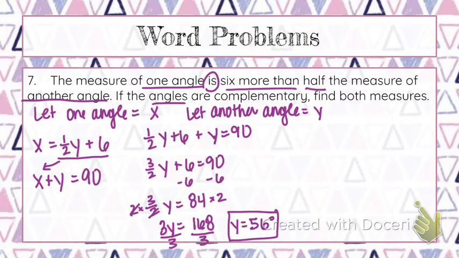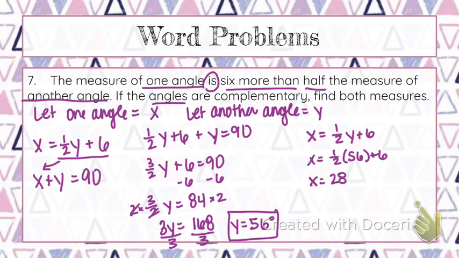So now that we have y, we can plug that into our equation for x. We know that x equals 1/2 y plus 6. So x equals 1/2 times 56 plus 6. Half of 56 is 28 plus 6, and so x equals 34 degrees.